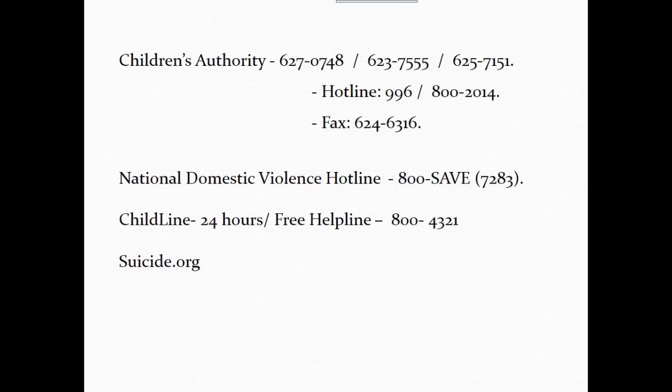Here are just a few resources and telephone contacts for these agencies. So there's Children's Authority, the National Domestic Violence Helpline, ChildLine of course, and there's suicide.org.